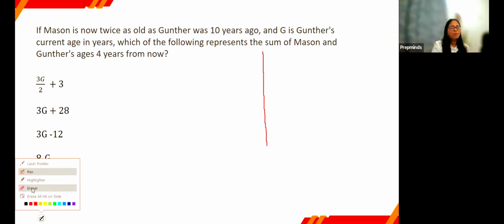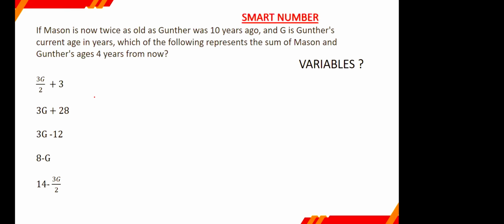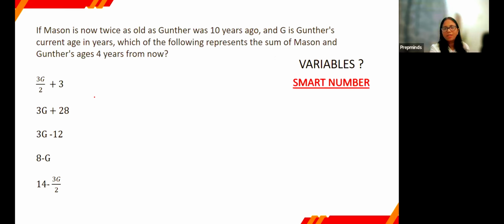Then the next approach we can use here: do we have variables here? Yes, there are variables. So definitely we can use a smart number strategy. Now, how to use this smart number strategy? Something very important: we are given something for Mason and Gunther, and we need to work with the present age, the age 10 years ago, and the age 4 years from now, plus 4, right?